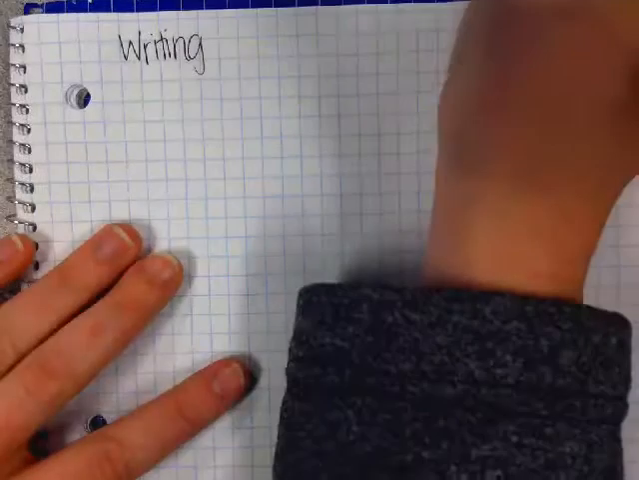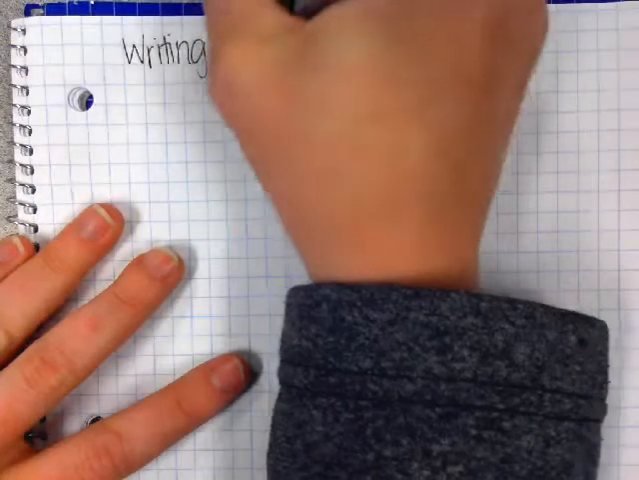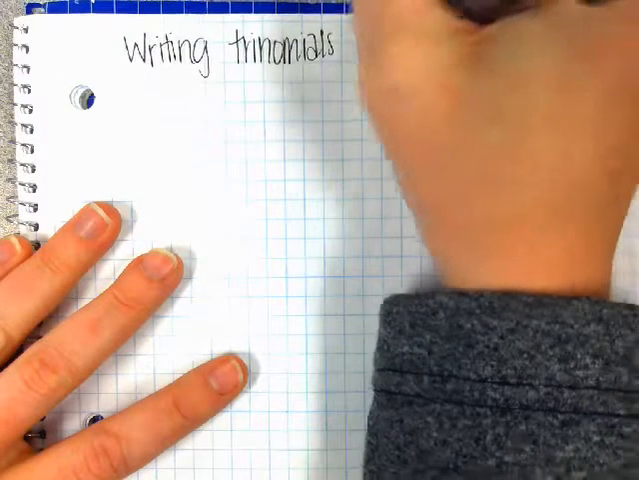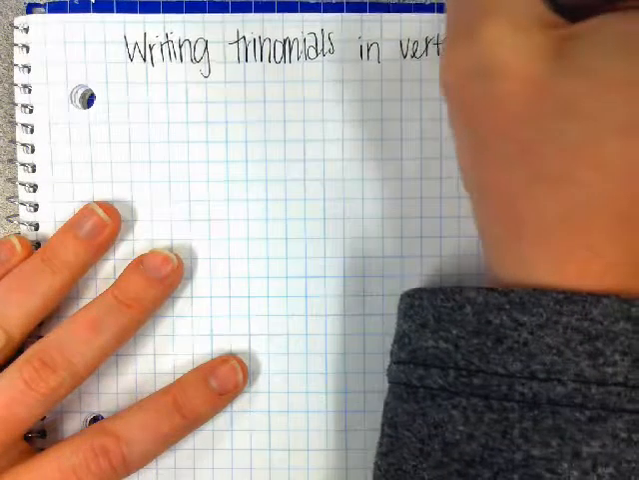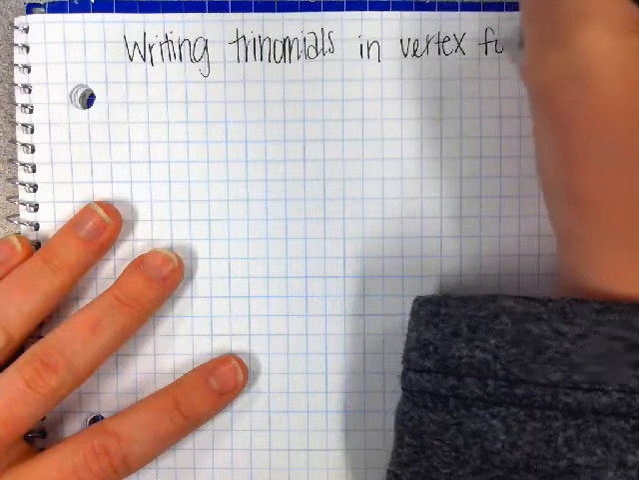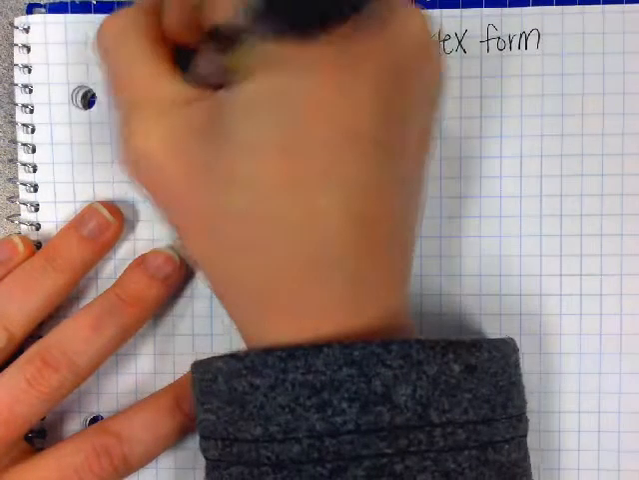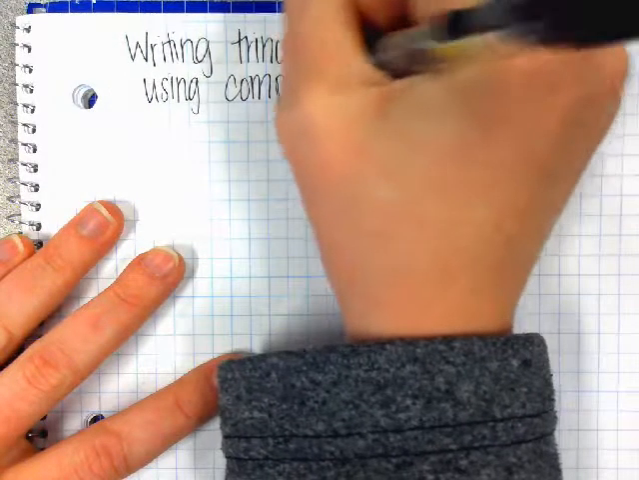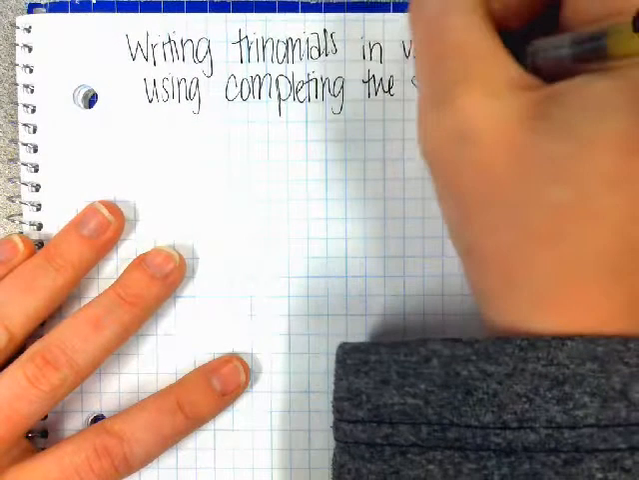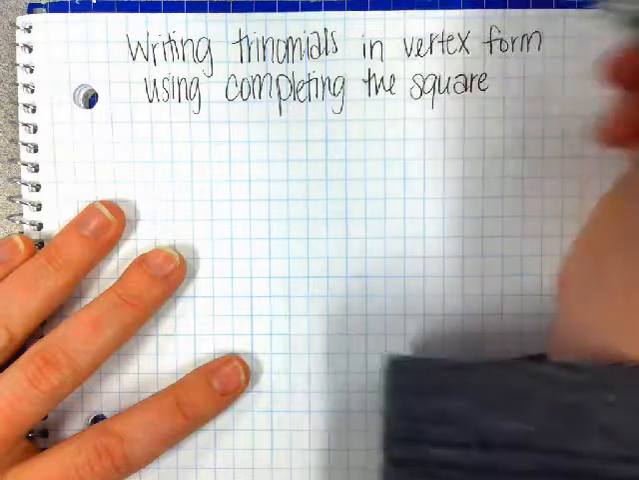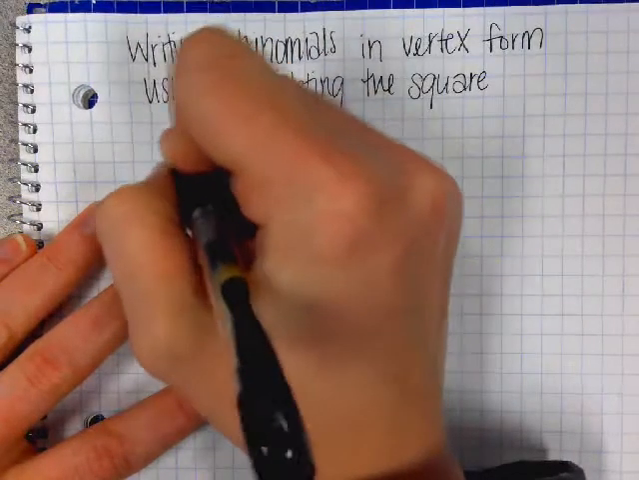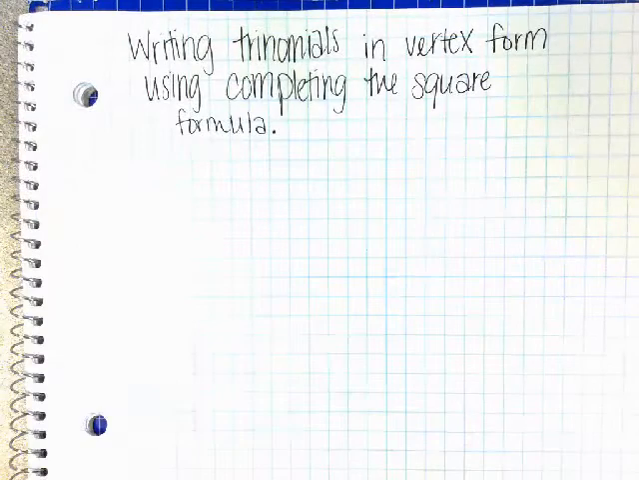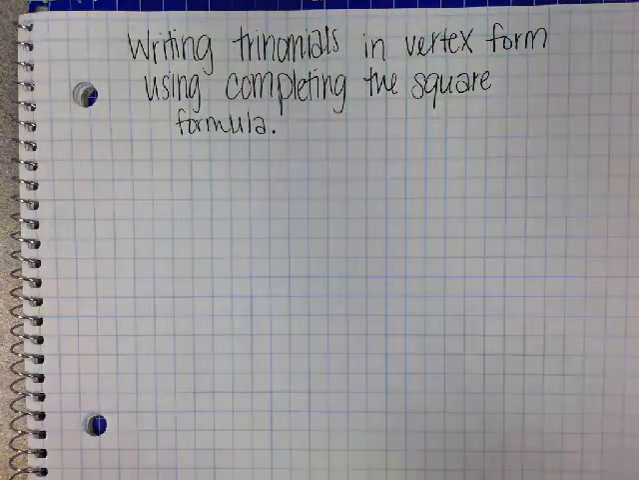Okay, so writing trinomials in vertex form using the completing the square formula. Now, like I just told you guys a second ago, I am going to show you the formula.